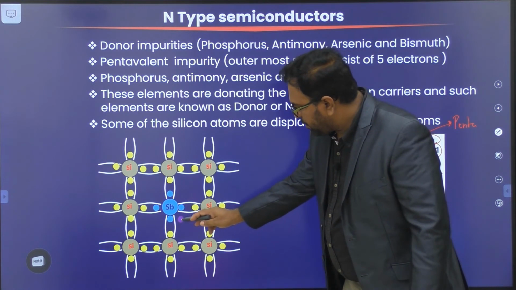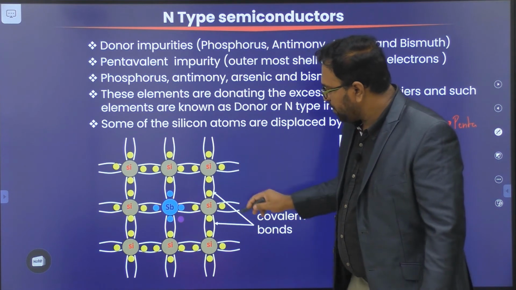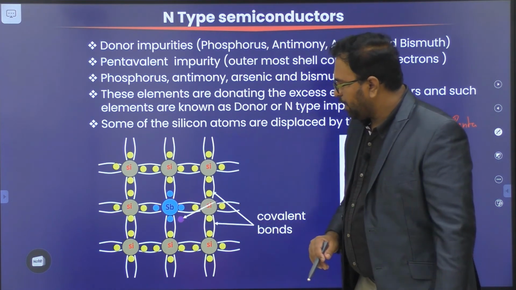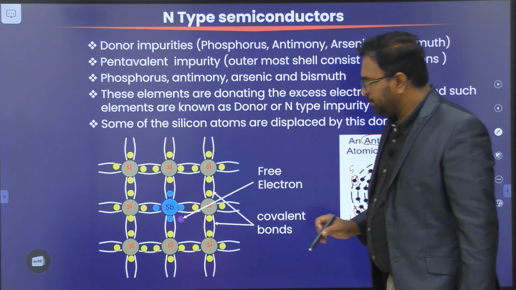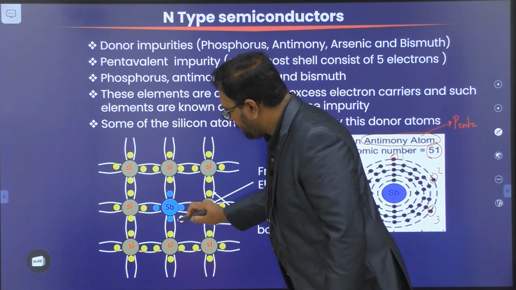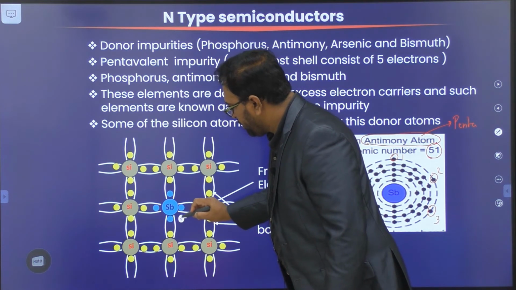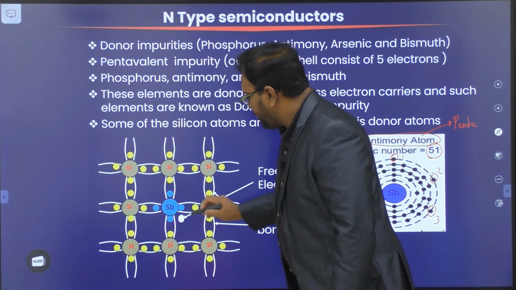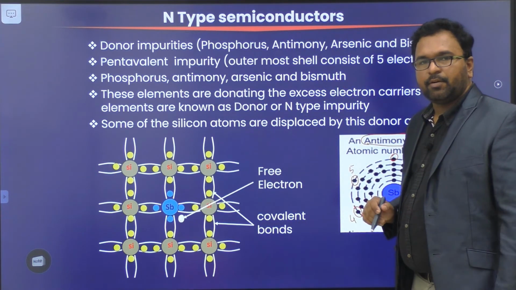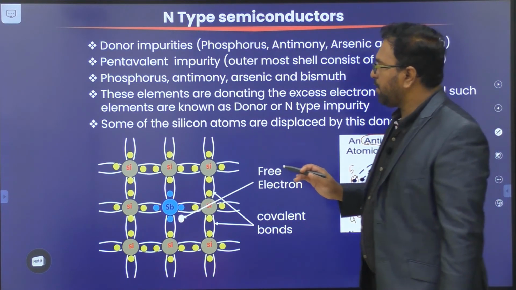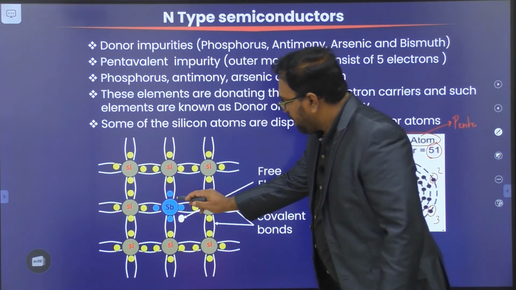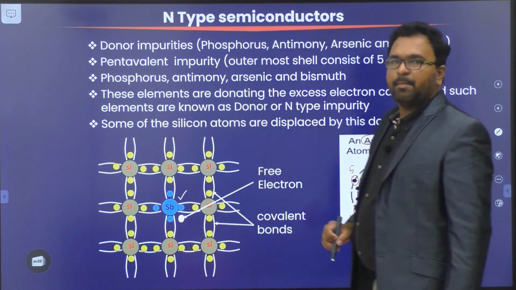Now, what about this electron? These are the covalent bonds. And what about the electron here? That electron is going to be called a free electron. So, the 5th electron, which does not form a covalent bond, is called a free electron. That's why we call this arsenic a pentavalent impurity.